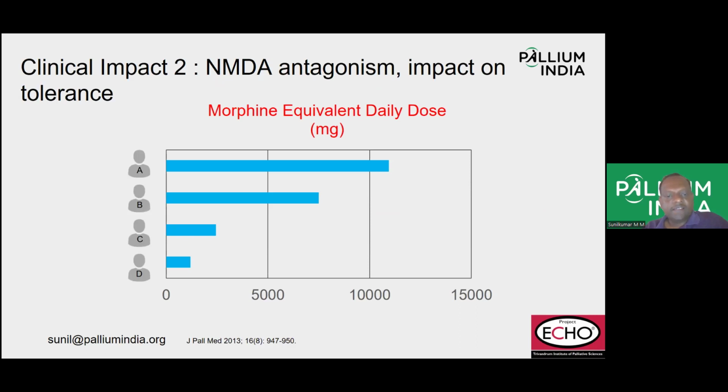So here you can see 4 patients, patient A, B, C, and D. All these patients are on unusually high doses of morphine. You can see one patient is taking more than 10,000, another patient is taking 7,000 milligrams per day. Why are these patients on such high doses of morphine? What would be the reason?